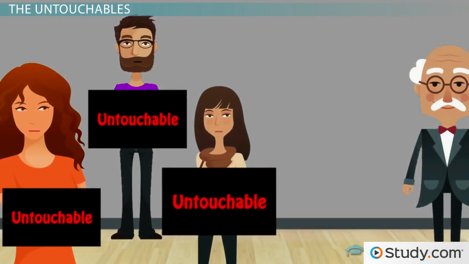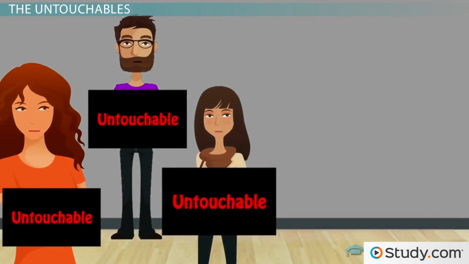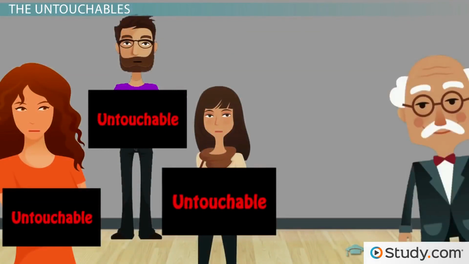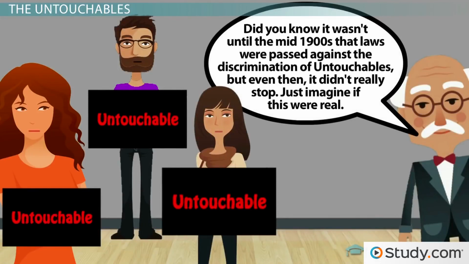As we hung the sign around our necks, Mr. Scott moved to leave, but he then turned and impactfully said, "Did you know it wasn't until the mid-1900s that laws were passed against the discrimination of untouchables? But even then, it didn't really stop. Just imagine if this were real." And with that, Mr. Scott cemented the Hindu caste system into our young minds, teaching us more than a textbook or lecture ever could.